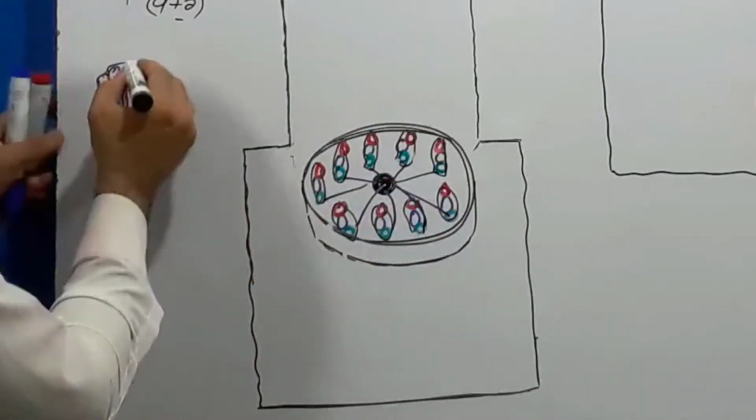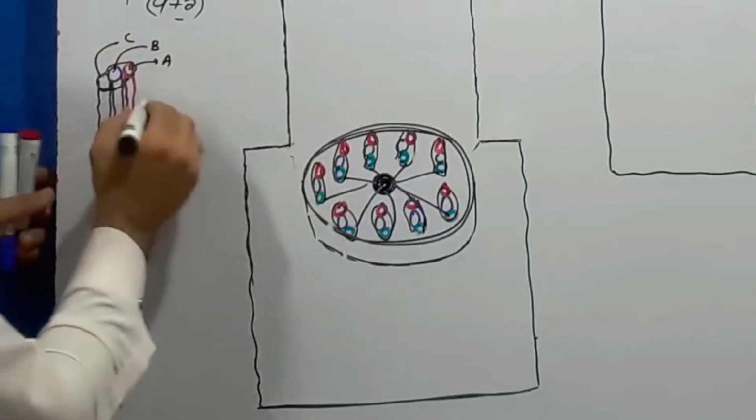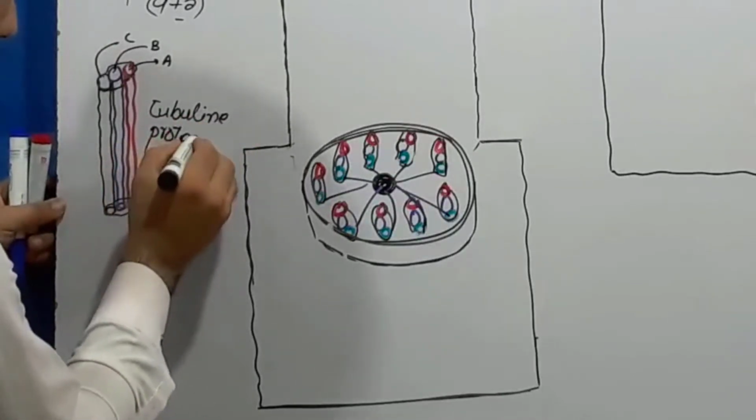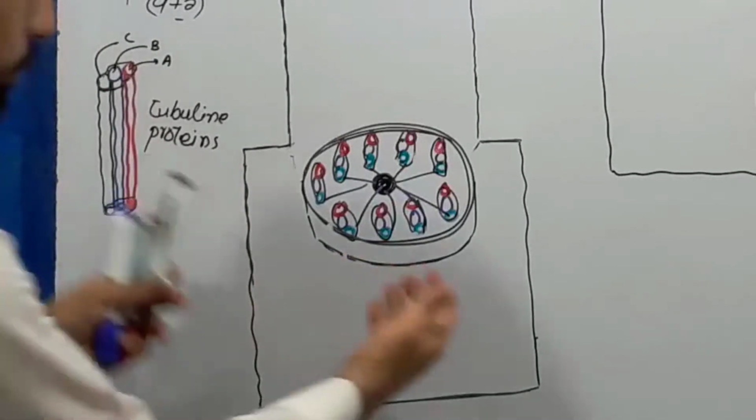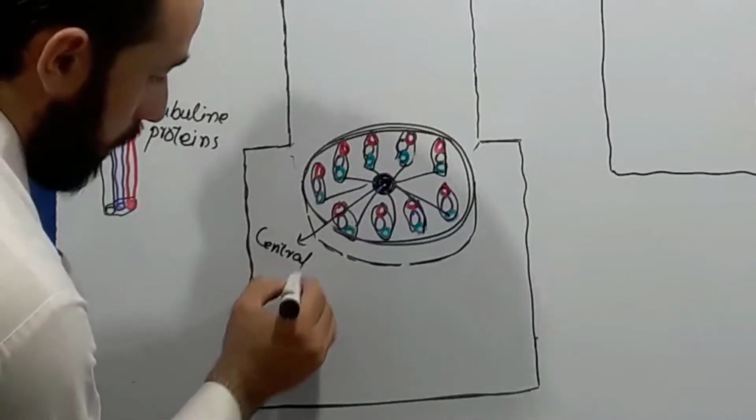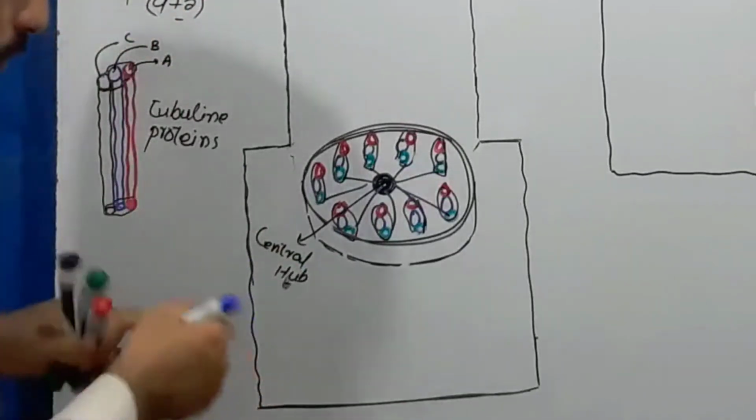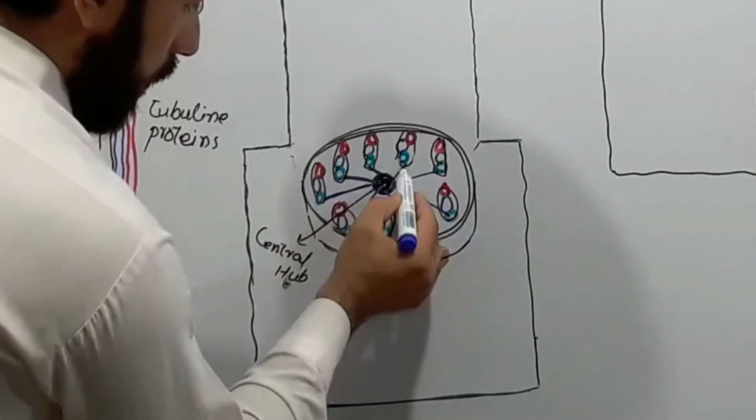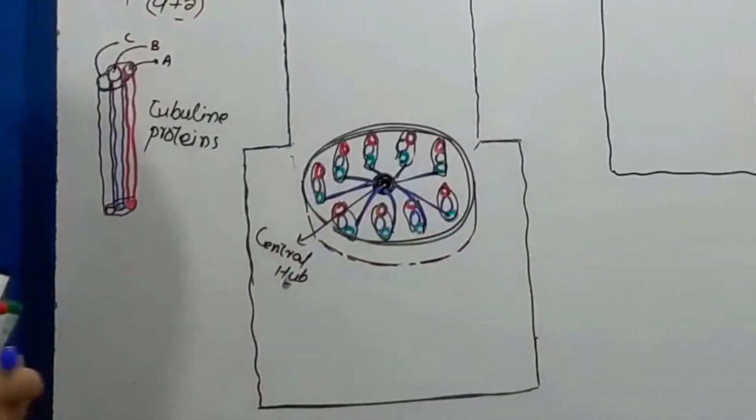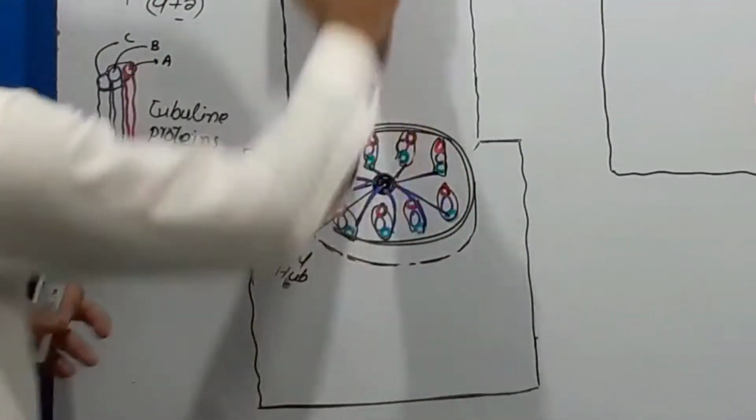These are tubulin proteins. For example, this is tubulin protein A, this is tubulin protein B, and this is C. So what are these? These are tubulin proteins, right? And all these proteins are connected to a central hub. Sorry, this is a central hub, and these are the spokes which connect these components of these tubulin proteins to the central hub. So there is a very strong foundation in the cytoplasm for this cilia.